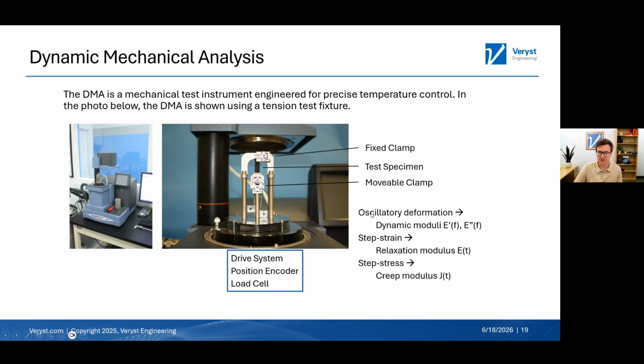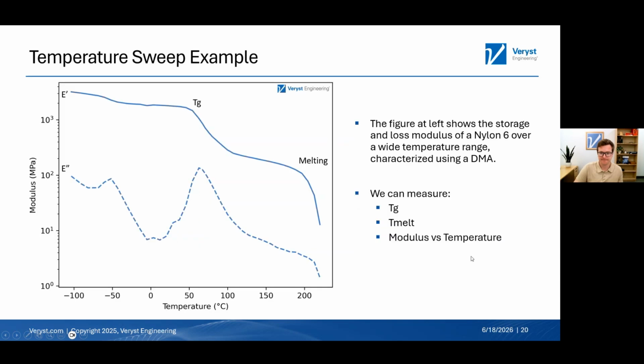One is to do oscillatory deformation, meaning we apply a sinusoidal strain to the material and measure what's called the dynamic moduli, the storage and the loss modulus, as a function of frequency. You can apply a step strain and get the relaxation modulus. That's essentially spiritually similar to the compression set test that we just discussed. Or a step stress to measure the creep properties of materials, so you apply a constant stress and measure the strain as a function of time. I'm showing this here in tension because I think it's the most straightforward to understand. You can get different test fixtures for the DMA for compression or cantilever bending or 3-point bending or something like that. It depends on the actual needs of the specimen and the type of testing that we need to do.